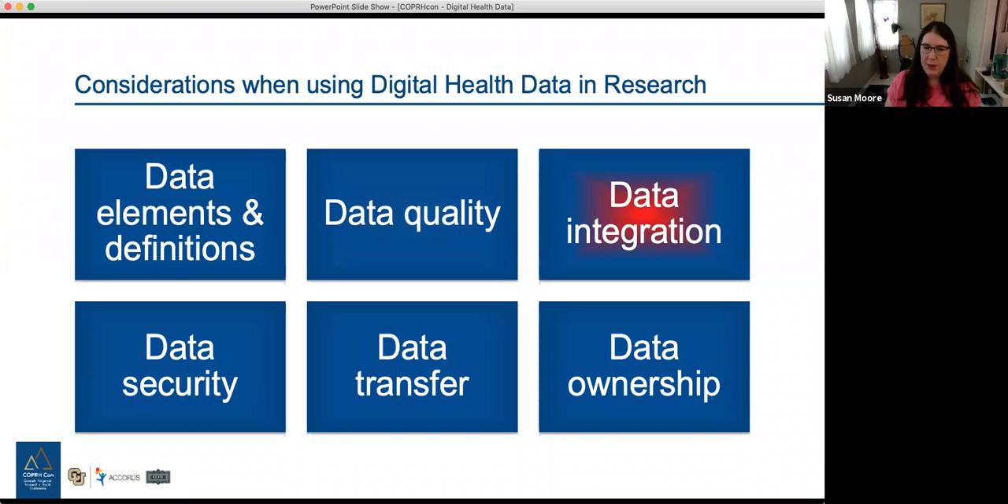A lot of times when I'm talking with people about digital health data, the first thing that they tell me is that their solution that they want to use in their research, they'll just have it integrated into the EHR and use it from there. Don't count on that. Please don't count on that.